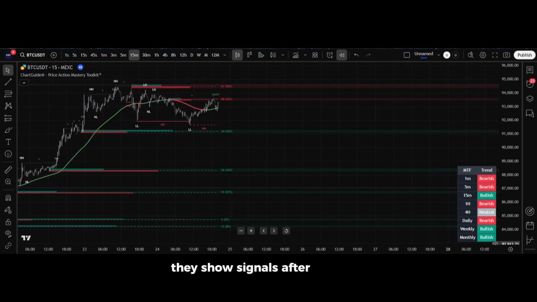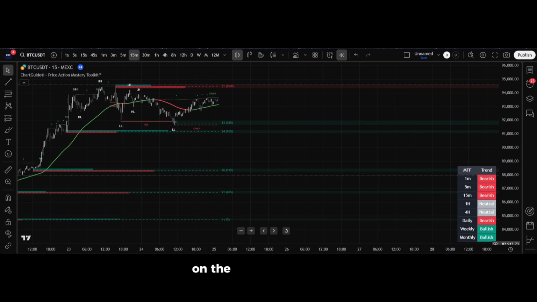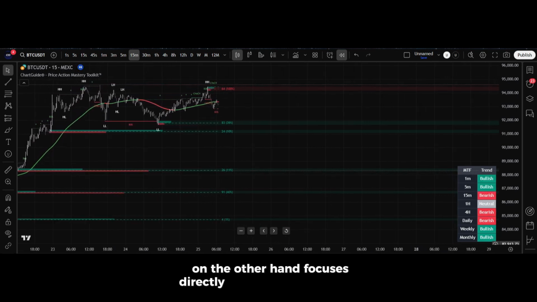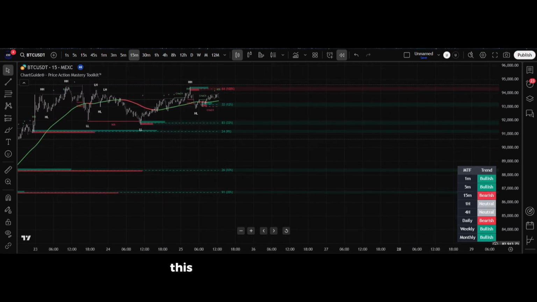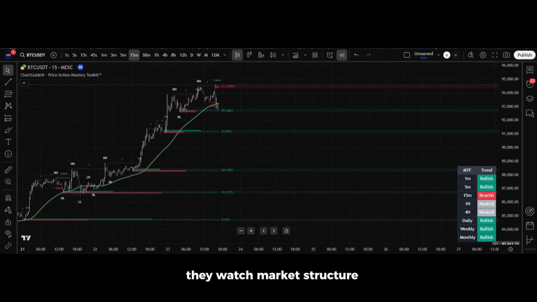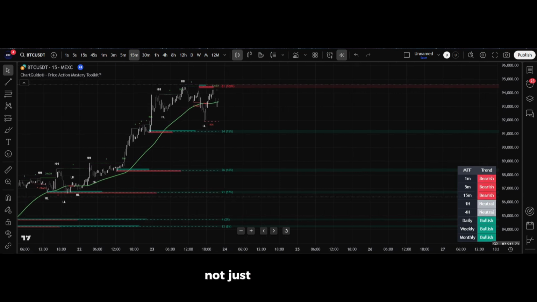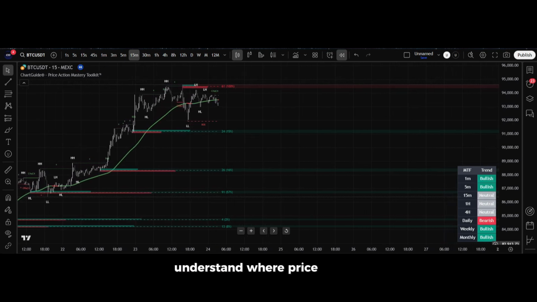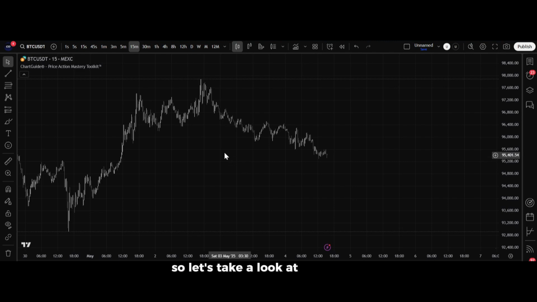Most retail traders rely on indicators, but the truth is, many indicators are lagging. They show signals after the move has already happened. Price action, on the other hand, focuses directly on what price is doing right now. And here's the key. This is the same approach used by banks, hedge funds, and smart money. They watch market structure, liquidity, and order flow, not just indicators, to understand where price is likely headed next. So let's take a look at the settings of this toolkit.